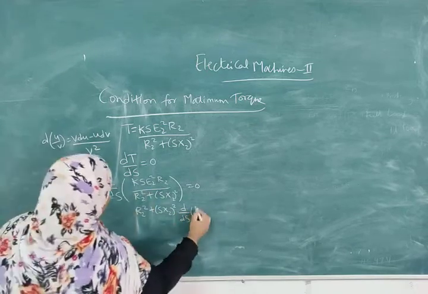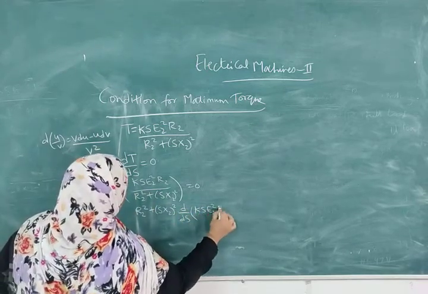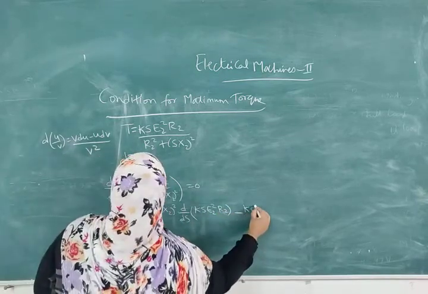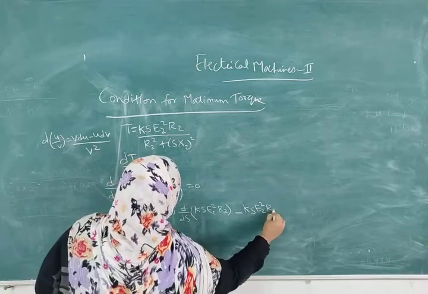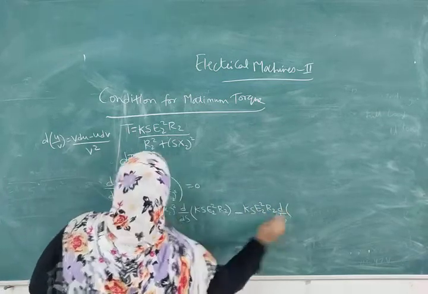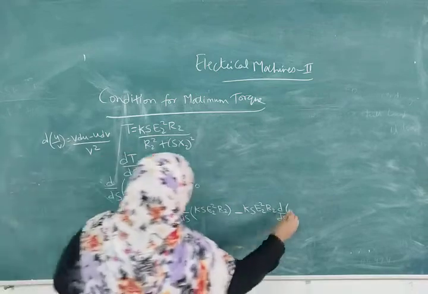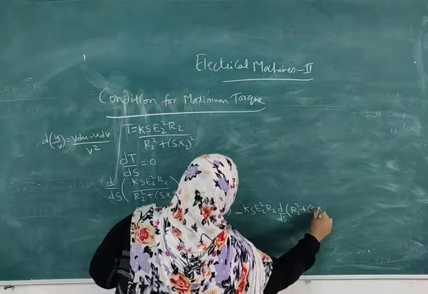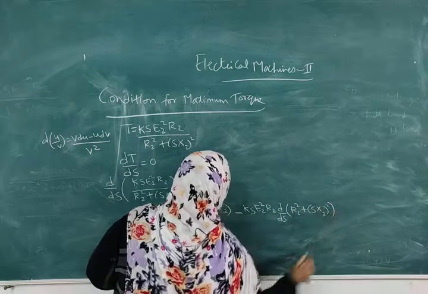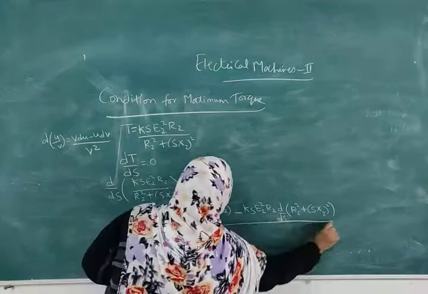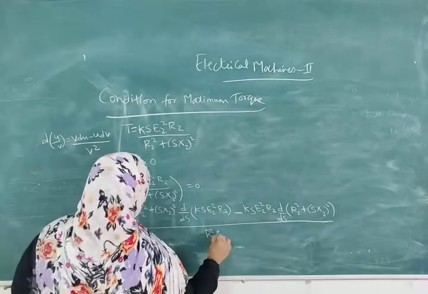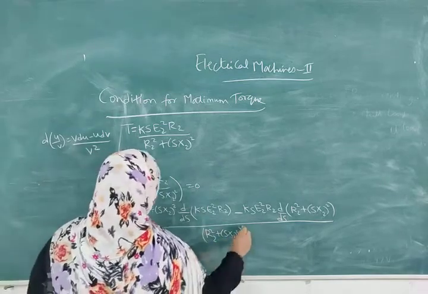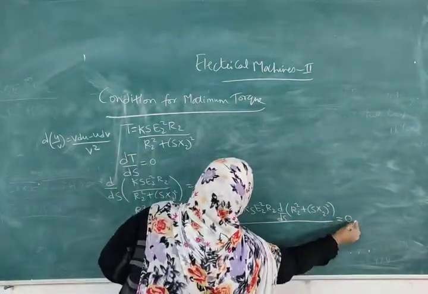U is K s E2 square R2, and minus u, where u is K s E2 square R2, d by ds of v. V is R2 square plus (s x2) whole square, divided by v square, that is R2 square plus (s x2) whole square whole square, and equating it to 0.